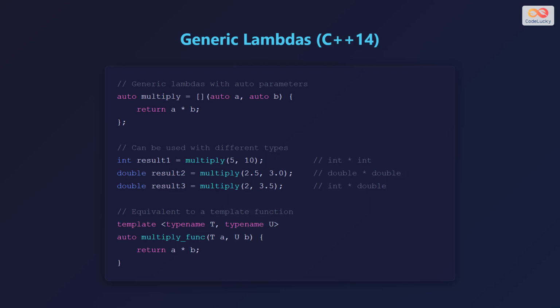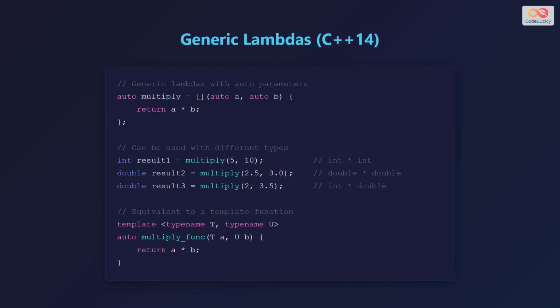We define a generic lambda named multiply that takes two auto parameters, a and b. The lambda returns the result of a multiplied by b. We can use this lambda with different types such as integer times integer, double times double, and integer times double. This is equivalent to a template function as shown in the code.